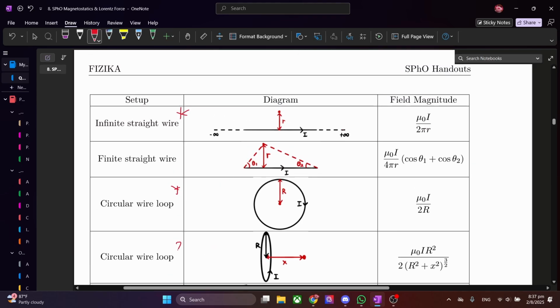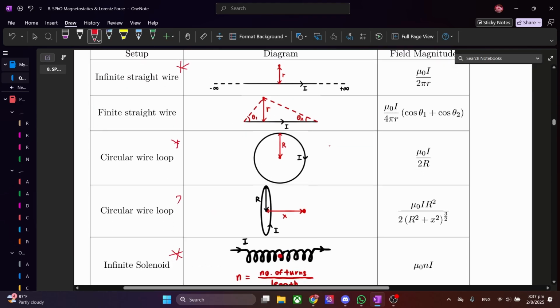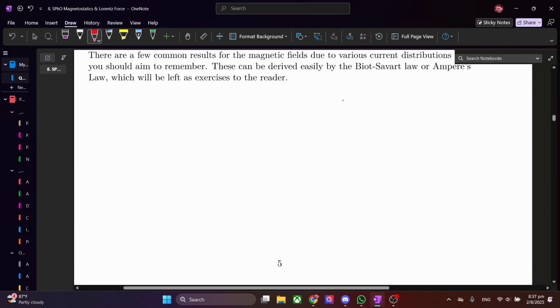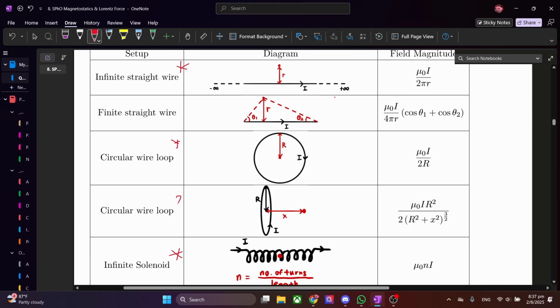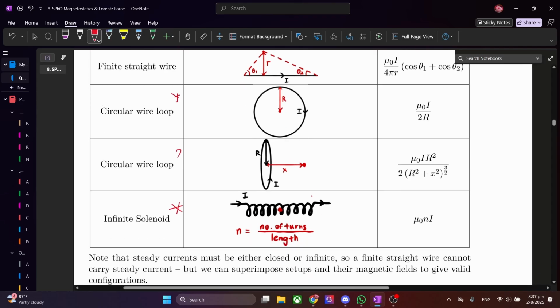But you can derive this by yourself using either Biot-Savart's law or Ampere's law, and these are just useful results to memorize lah. And I won't elaborate too much. I'll just leave it to you to evaluate it yourself because it's not too difficult. But it's a good practice lah. If you want to practice your use of both of these laws, you can send me a solution. I can check it if you want.